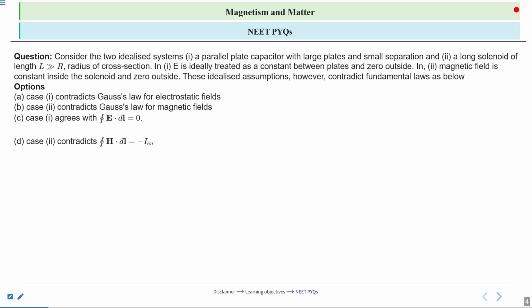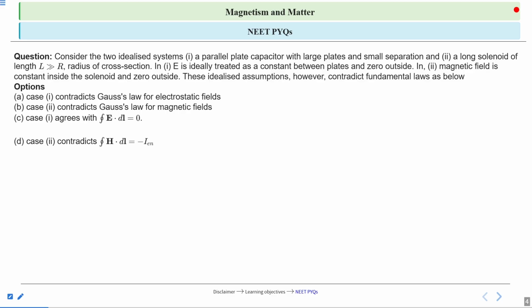And in second case, where a long solenoid is there, we assume that the magnetic field is constant inside and constant along the axis of the solenoid, and very weak outside, nearly zero outside, or we consider zero outside. So these idealized assumptions, however, contradict fundamental laws as below. So we have assumed these idealized conditions. In actual, magnetic field outside the solenoid is very weak, but it has some value. It is not zero. We assume it.